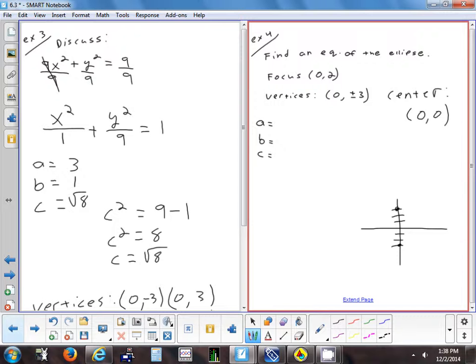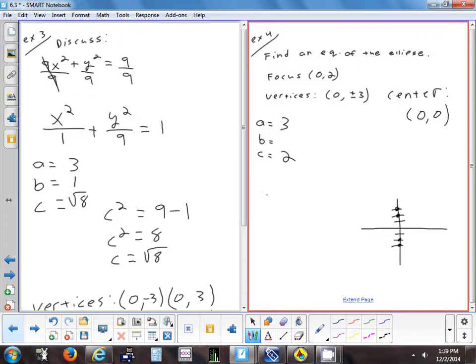Okay, what's the distance between the center and one of the vertices? How far apart? 3. 3 units apart. B we can't really do much with right now, but C, what's the distance between the center and a focus? 2. Up 2, down 2. The foci are always in between the vertices. The vertices are on the outside, foci are on the inside.